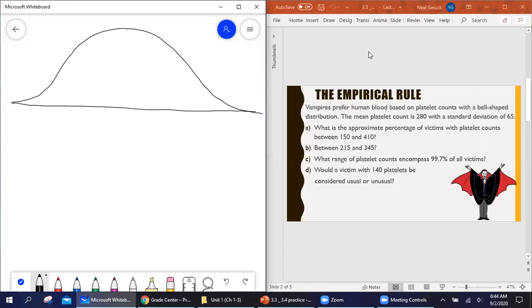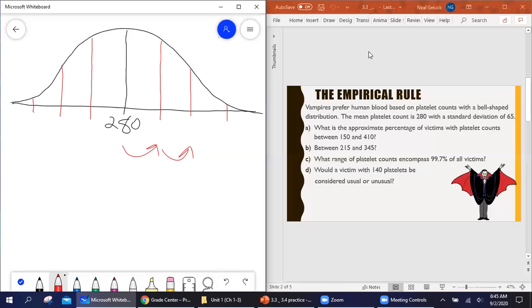Mean platelet count is 280. That goes right down the middle. With standard deviation of 65. So remember, I go 3 standard deviations out when I'm using the empirical rule. So I'm going to try to somewhat evenly space these. 3 to the left, 3 to the right. And now for each one of these marks, that's going to be adding 65, adding 65, adding 65. And subtracting 65, subtracting, subtracting.